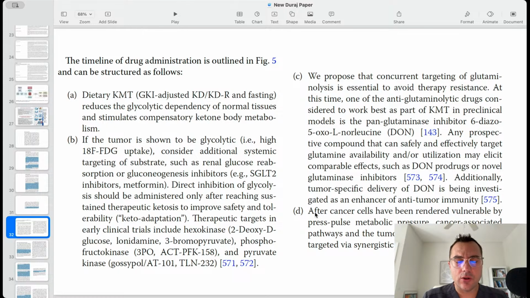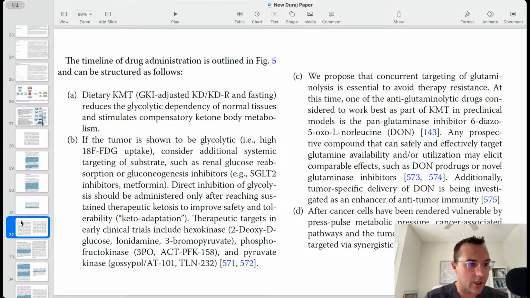Interesting. So I think what they're saying here is that they are looking at injecting DON directly into the tumor, not into systemic circulation, so that the rest of your immune system is not affected, or your gut. That's pretty cool. After cancer cells have been rendered vulnerable by press-pulse metabolic pressure, cancer-associated pathways and tumor microenvironment can be targeted via synergistic drug combinations.